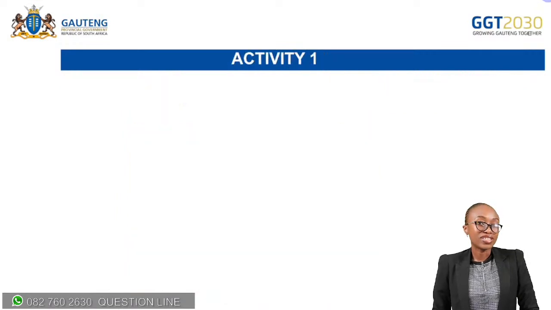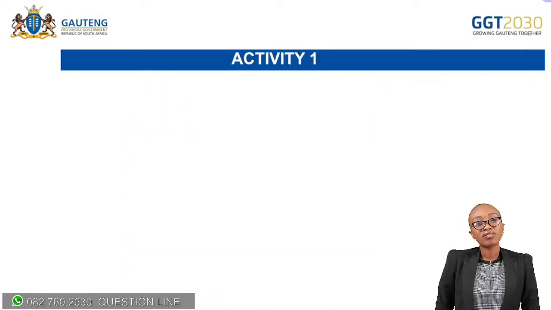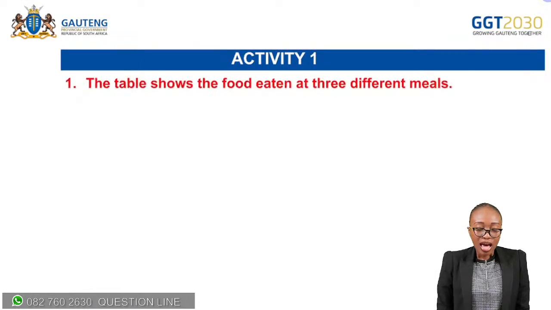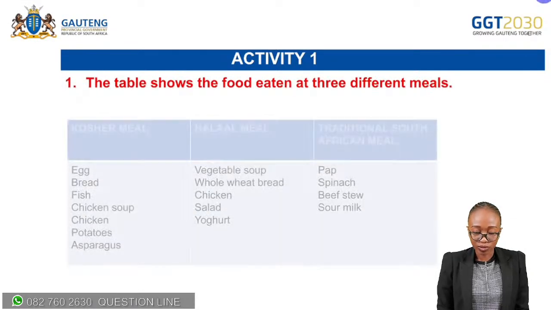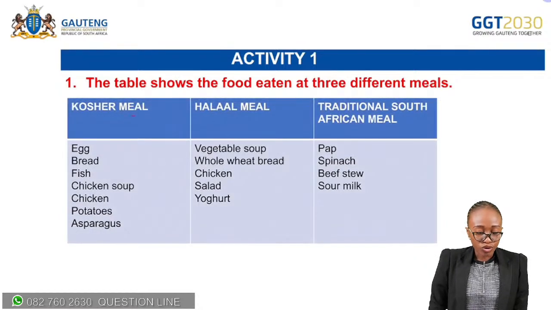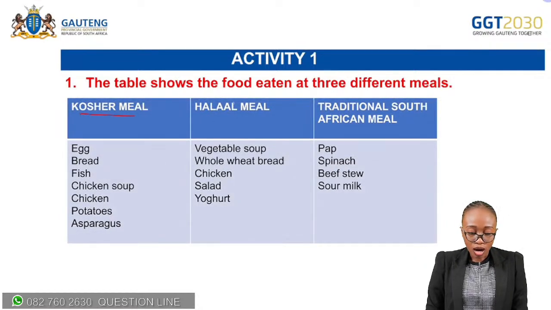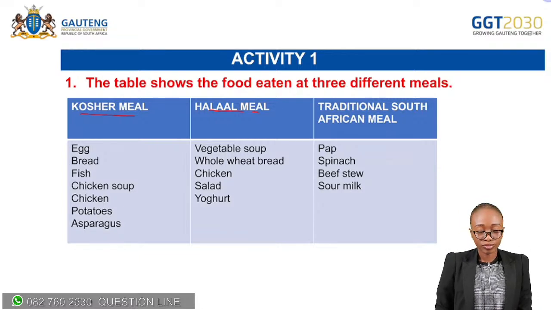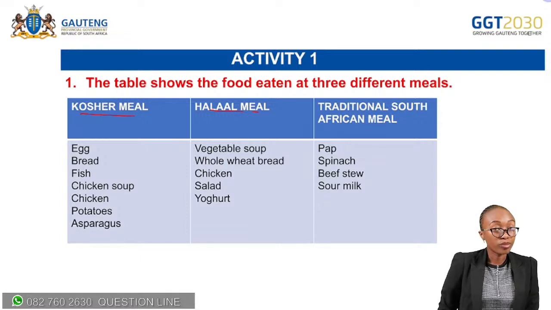Let's do an activity to figure out what we've understood from this lesson. The table shows the food eaten at 3 different meals. Let's look at the table. So we have a kosher meal, a halal meal, and a traditional South African meal. Let's see what was eaten at the kosher meal.